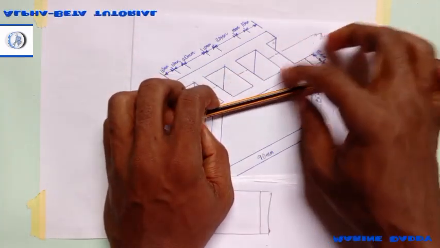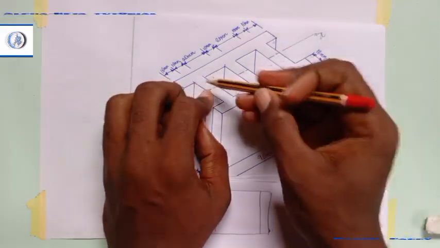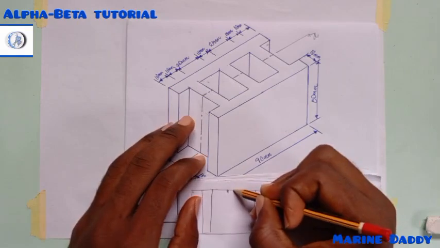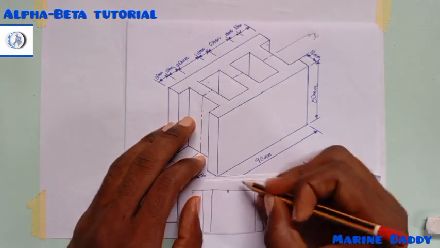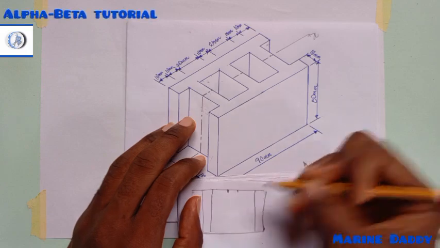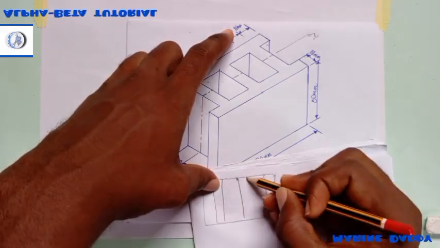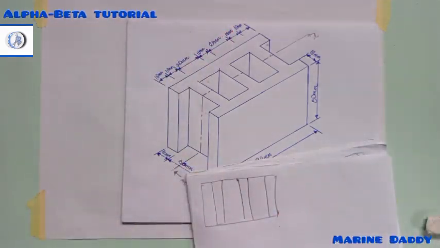From here you cannot see this hollow part, but with the help of sectioning, we can now see this part, and the length from here to here is how many? 20. So this is 20, this is 10, and this is 20, right? This side, and this side. So then you'll be having this.